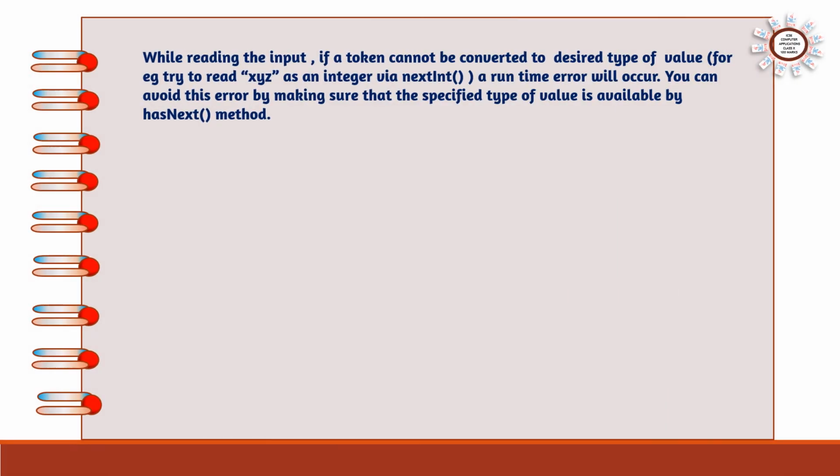Now in the Scanner class, while reading the input, the token cannot be converted to the required type of value. For example, if you have given the command for an integer, and you input a double number or a character, a runtime error will occur. Whatever data type you are declaring, you have to give the same kind of data, not a different data type. And in that case, you can avoid this error by making sure the specified type of value is available.